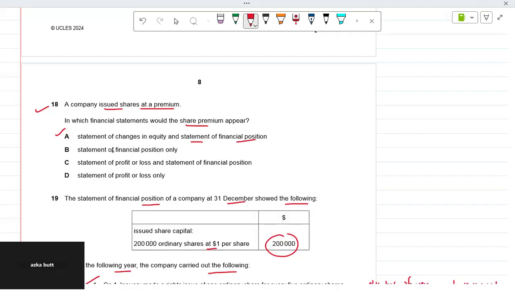B is saying that it will only show in the statement of financial position. While the share premium does appear in the statement of financial position, it also appears in the statement of changes in equity as well. So this is wrong. C is statement of profit or loss and statement of financial position. The share premium does not appear in the statement of profit or loss. So option A is the right option.